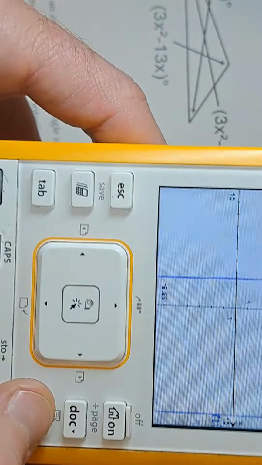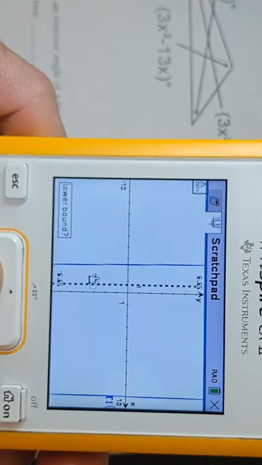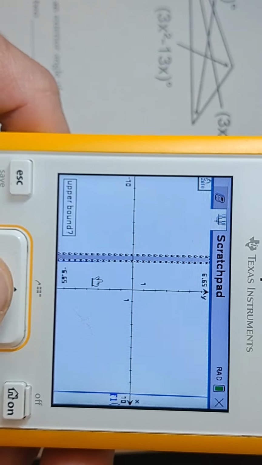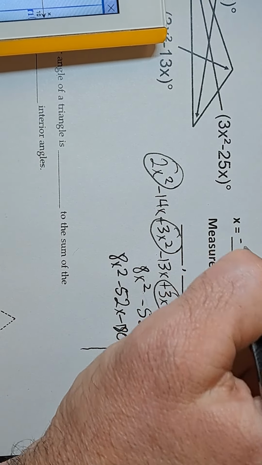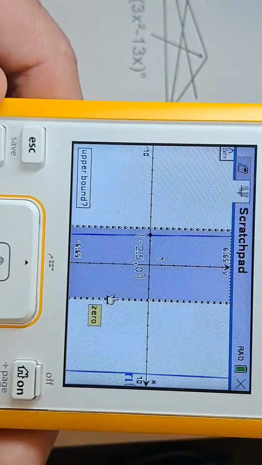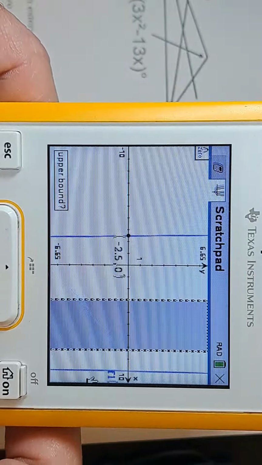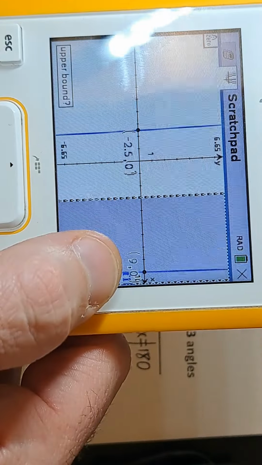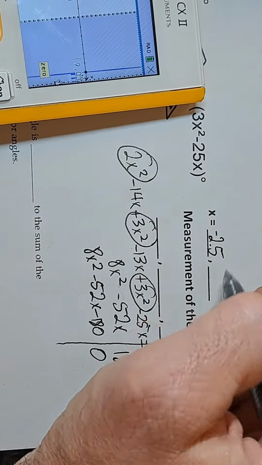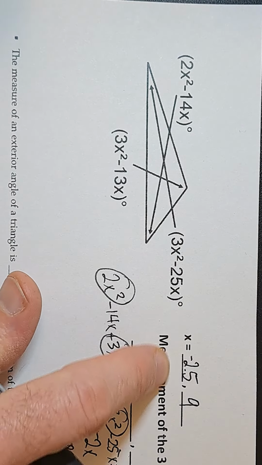So I want to check the zeros. Menu 6, 1. So negative 2.5 is one of them. And then menu 6, 1 again. 9 is the other one. All right, so those are the two possibilities.